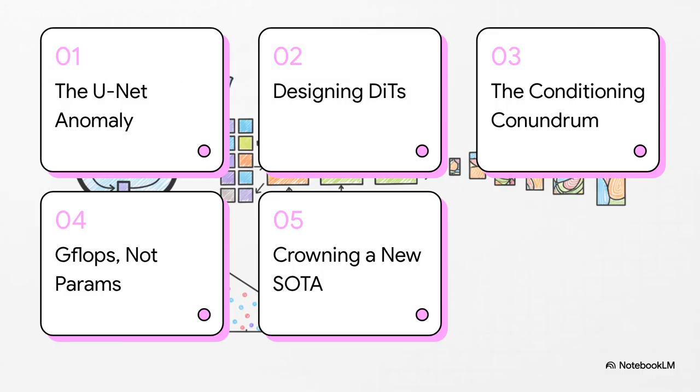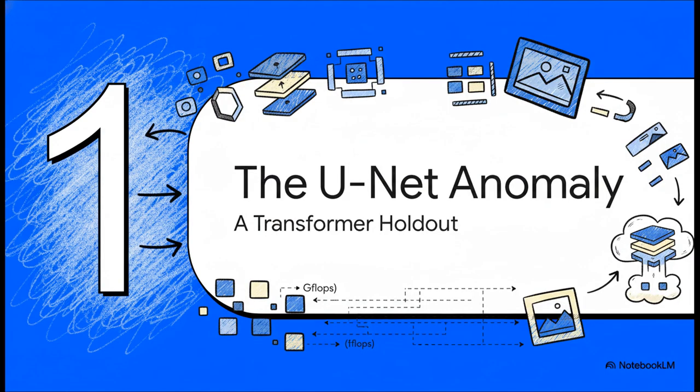So here's how we're going to break it down. First, we'll look at the U-Net anomaly, basically why things needed a shakeup. Then we'll get into the nuts and bolts of designing DiTs. After that, a really tricky piece of the puzzle, the conditioning conundrum. Then the big takeaway, G-flops, not parameters. And finally, we'll see how they crowned a new state-of-the-art model. Let's go.